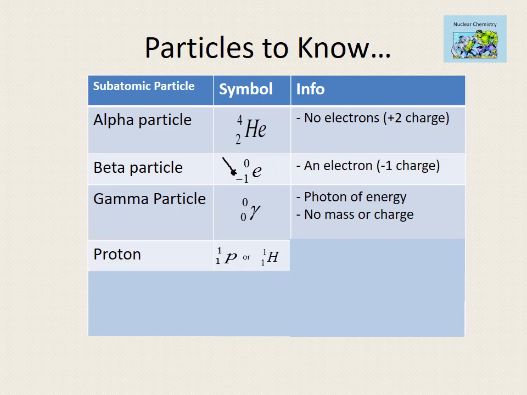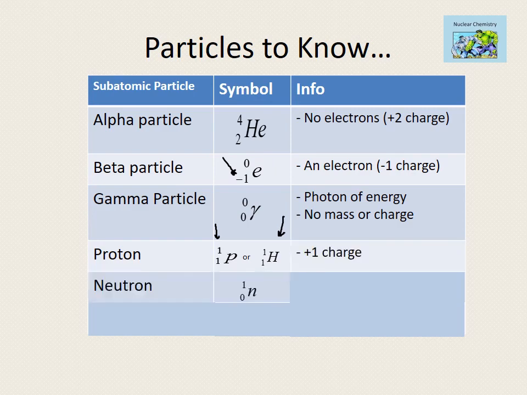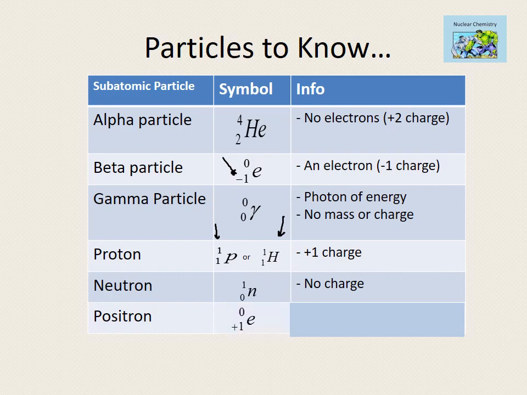We've got a proton. We've got a couple of symbols here for a proton. You can have that, or you can have this one that's exactly like a hydrogen, except it wouldn't have an electron with it. So the proton would have a +1 charge. A neutron would have, again, a mass of 1 and no other subatomic particles, so no charge. And a positron that I like to think about as being a bizarro electron. Notice it's exactly the same, except now it has a +1 charge to it.